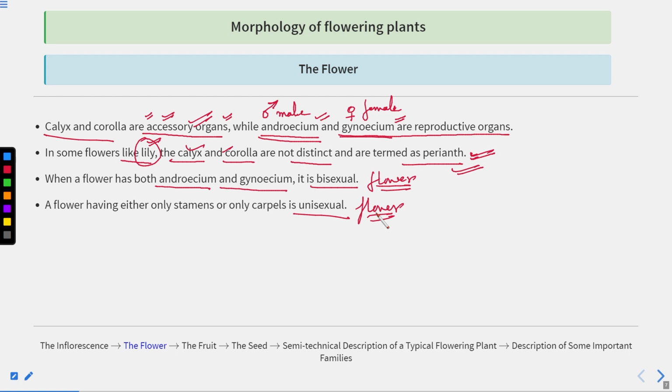If you are talking about the male reproductive organ, the stamen, one flower that works as a male flower does contain the calyx and corolla, but has only stamens. They do not have any carpels. On the contrary, a female flower again has the calyx and corolla, but instead of androecium, it has carpels only, and that works as a female flower.